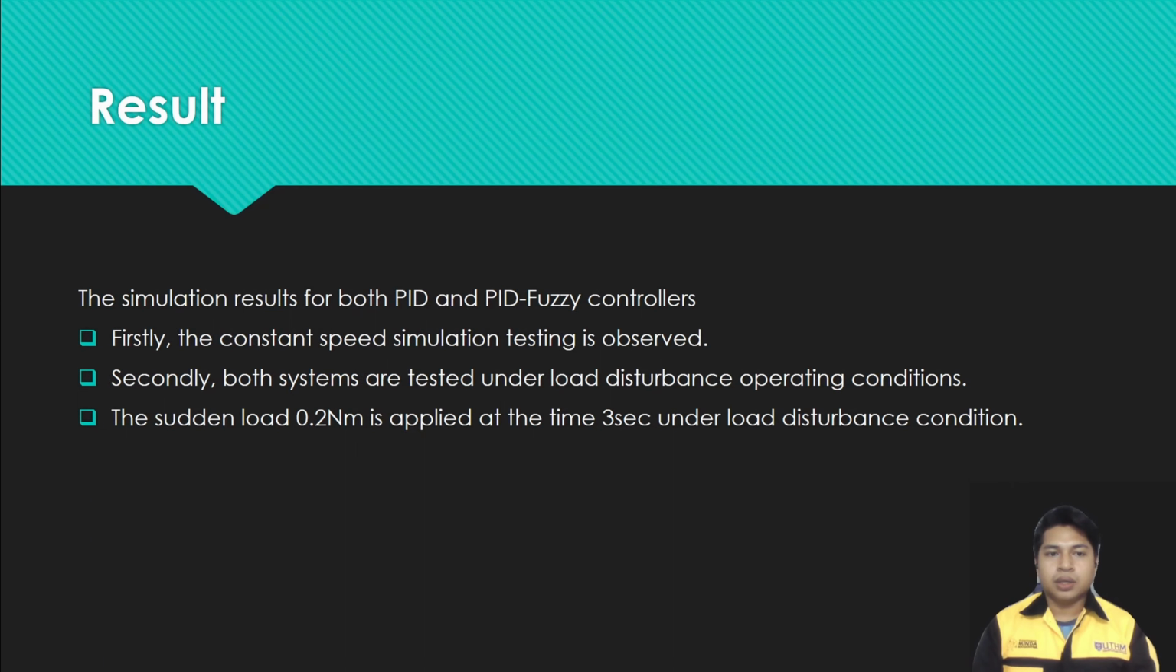Next is the result. The simulation results for both the PID and the PID-fuzzy controller. Firstly, the constant speed simulation testing is observed. Secondly, both systems are tested under the load disturbance operating condition. And lastly, a sudden load of 0.2 Nm is applied at the time of 30 seconds under the load disturbance condition.